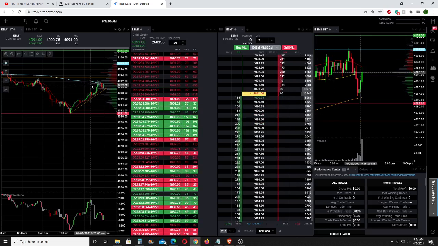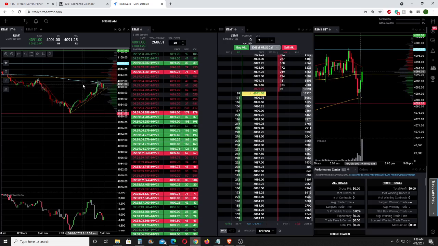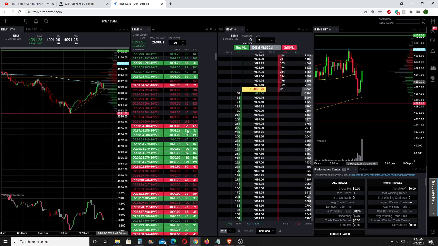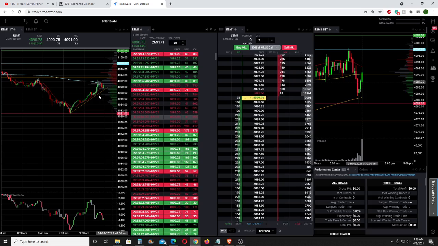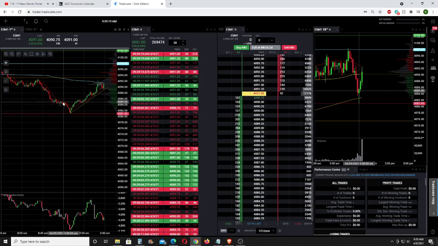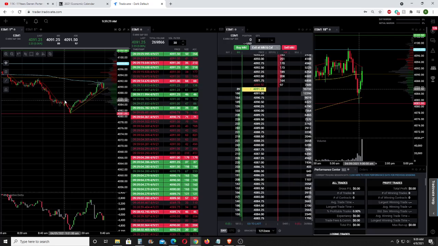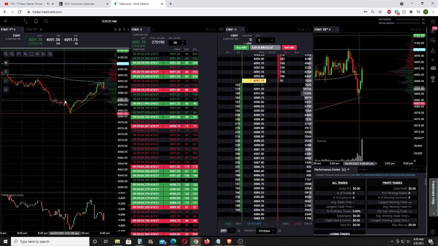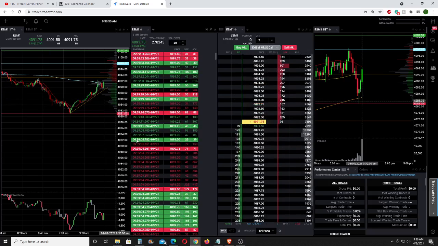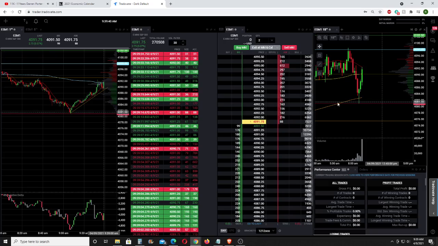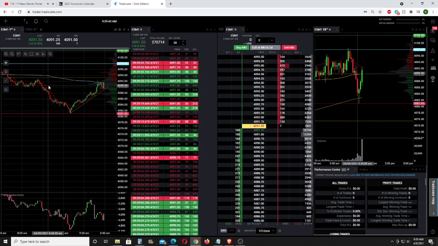Look at the bulls. Look at how strong. Bulls are really strong right now. Look at all these buyers at the 4090 to 4091 level. Wow, a lot of prints here. Yeah, the bulls are extremely strong right now.